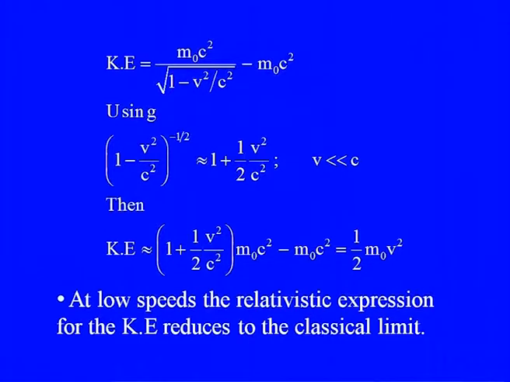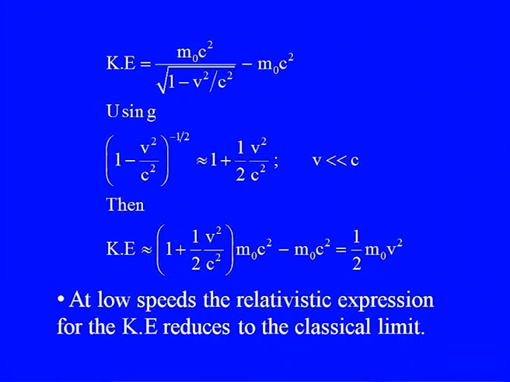Okay, so we know the expression for the kinetic energy, that's the total energy minus the rest mass energy of a body. Now, since we know that the velocity that we are considering here is much less than the velocity of light, we do an approximation here, a binomial expansion of 1 minus v square by c square to the power minus half. That's the denominator of m0 c square divided by root over 1 minus v square by c square. What is that? Well, the first term is 1 plus, the term of importance, half times v square by c square. So you plug this in the expression for the kinetic energy, it becomes 1 plus half v square by c square times m0 c square.